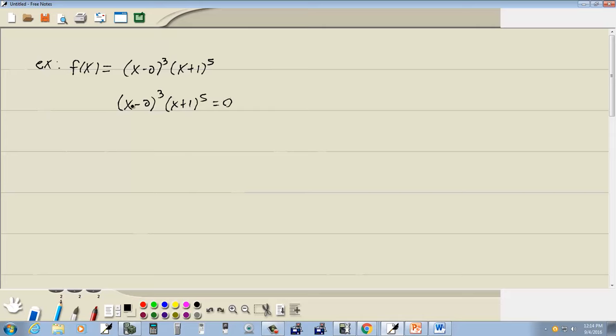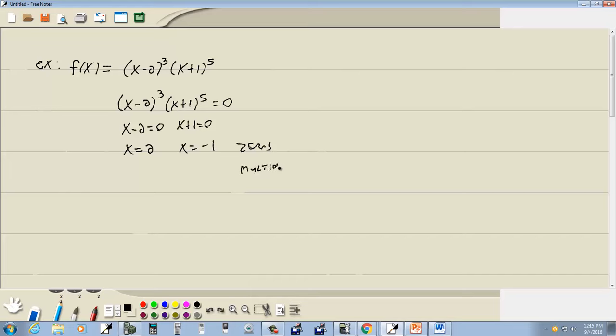Step 2 would be to factor this, but this is already factored. Step 3 is set each factor equal to 0. So we'll set x minus 2 equal to 0 and x plus 1 equal to 0. And that would give us x equals 2 and x is equal to negative 1. And those would be our zeros.